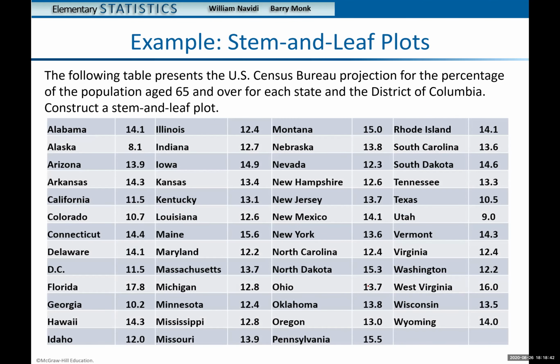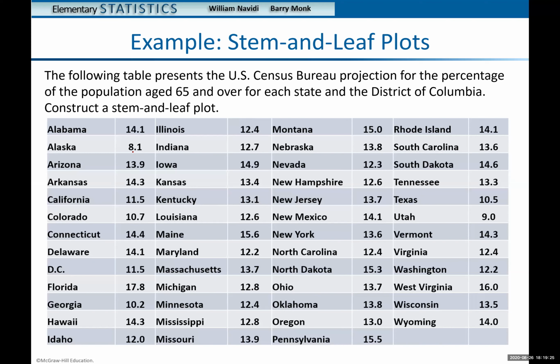So let's say we have an example here. The following table presents the U.S. Census Bureau projection for the percentage of the population ages 65 and over for each state and the District of Columbia. Construct a stem and leaf plot. So how are we going to do that? Notice these data are quantitative data. We have 14.1, 8.1, up to 14.0. What is the lowest here?